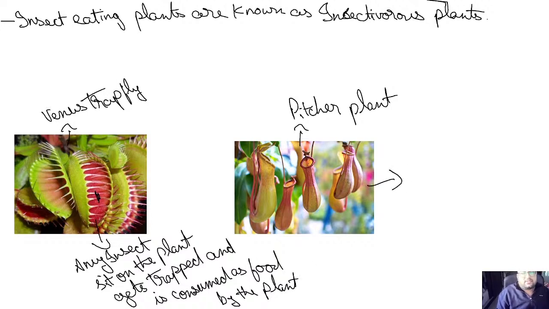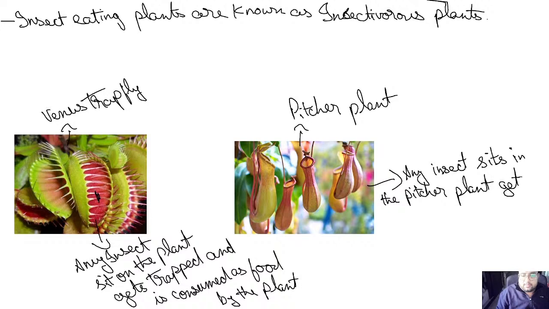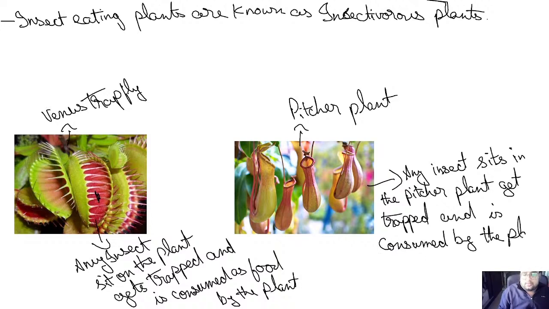Now in this pitcher plant, once the insect gets into this mouth, there is no chance it comes out. The leaf closes the trap, and that becomes food for the plant. Any insect that sits in the pitcher plant gets trapped and is consumed by the plant. So this is how the process works in insectivorous plants, students. For now we'll just leave it here, and we'll discuss in detail in the next class.